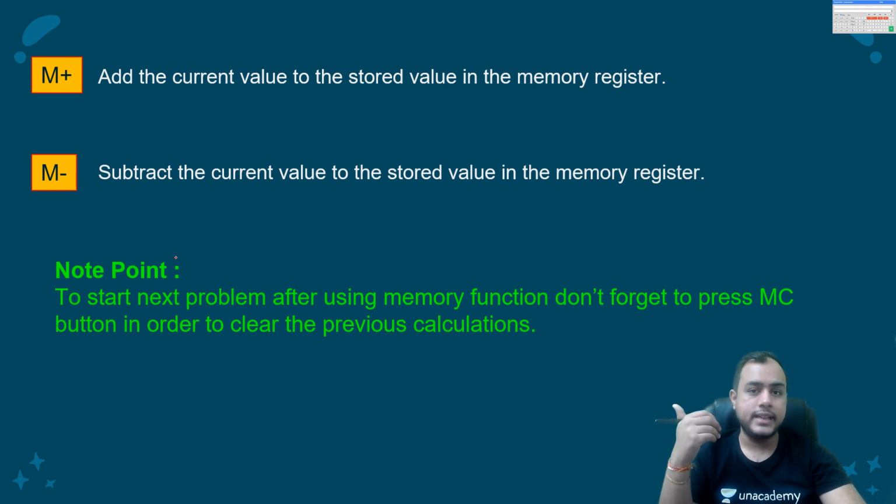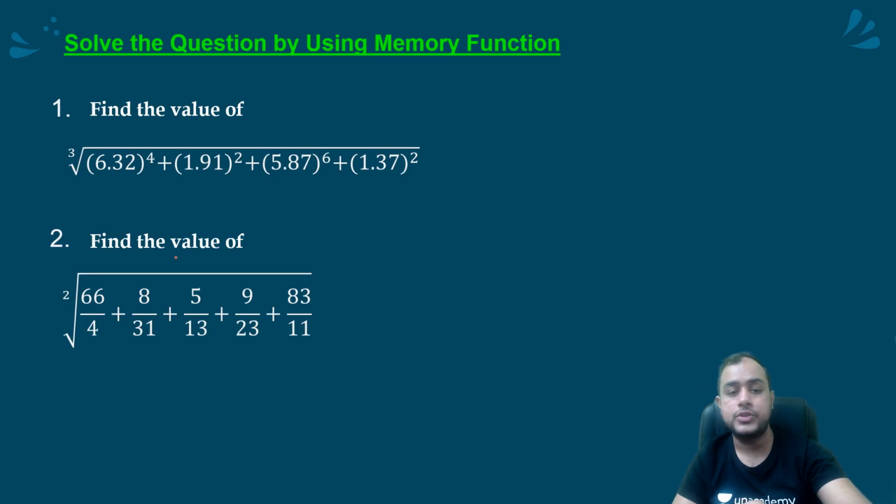Suppose memory contains a number 10 and the current data is 5. If you press M plus, the data stored in the memory becomes 15. If you press M minus, it becomes 10 minus 5 equal to 5. So that way you can modify the value stored in the memory either by adding the current value or by subtracting the current value. But remember, before you start any memory operation, you need to clear the memory so that there is no absurd value in your result. Let's see how to use it.